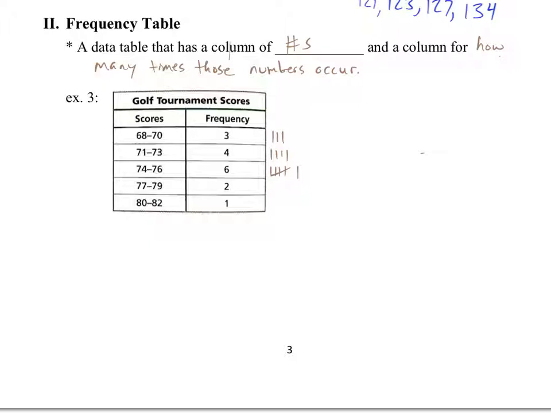So 3 people scored in between 68 and 70. 4 people had a 71, 72, or 73. 6 people had a 74, 75, 76, and so on. Work for you?